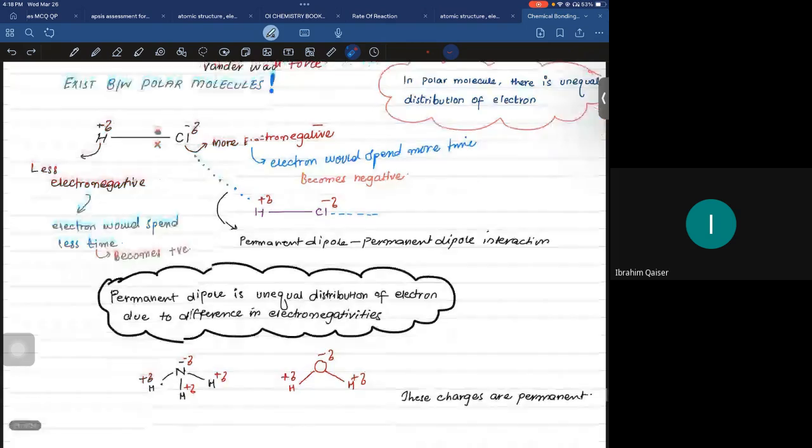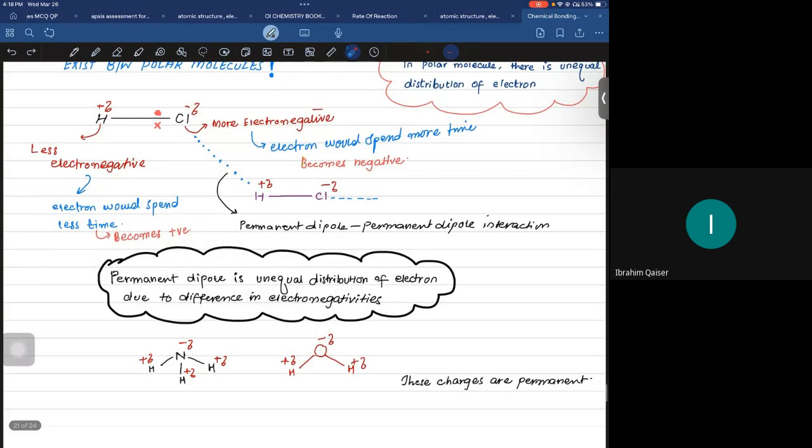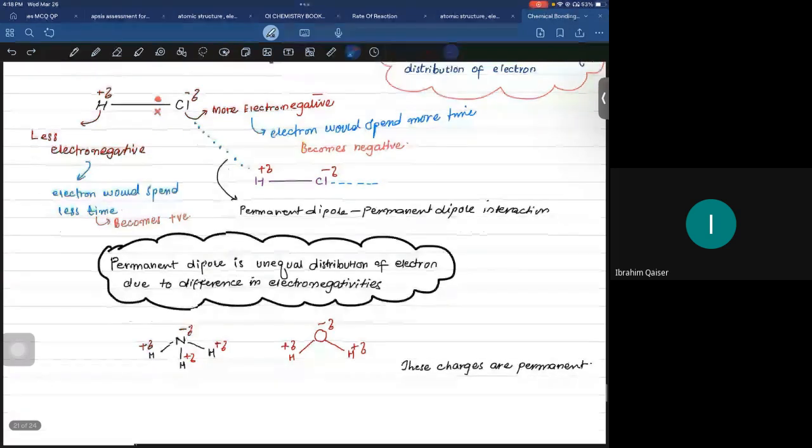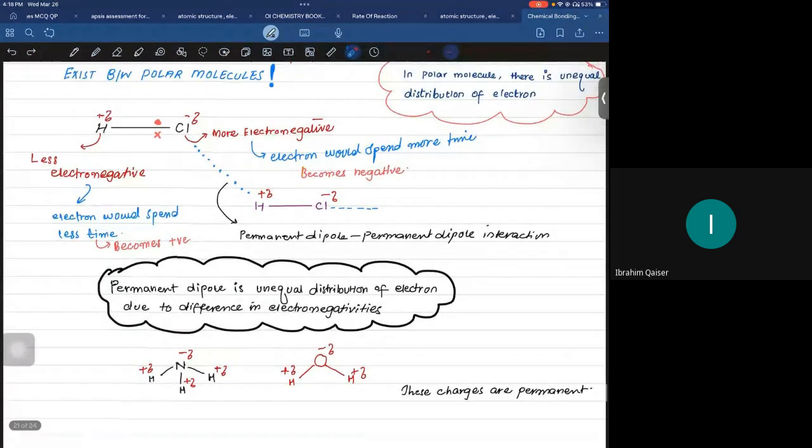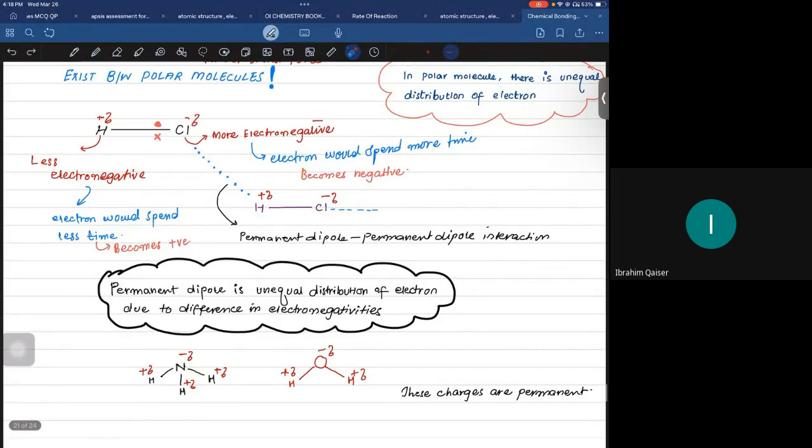Why is this called permanent? Permanent dipole is the one in which you can see that the elements are different. So it is polar all 24 hours. I cannot say that right away this is polar, but after some time it becomes non-polar. No.